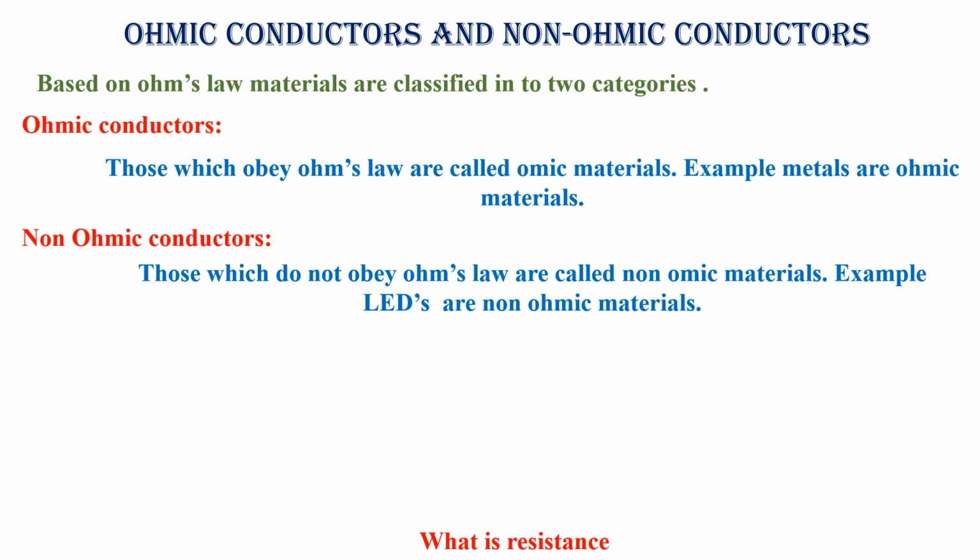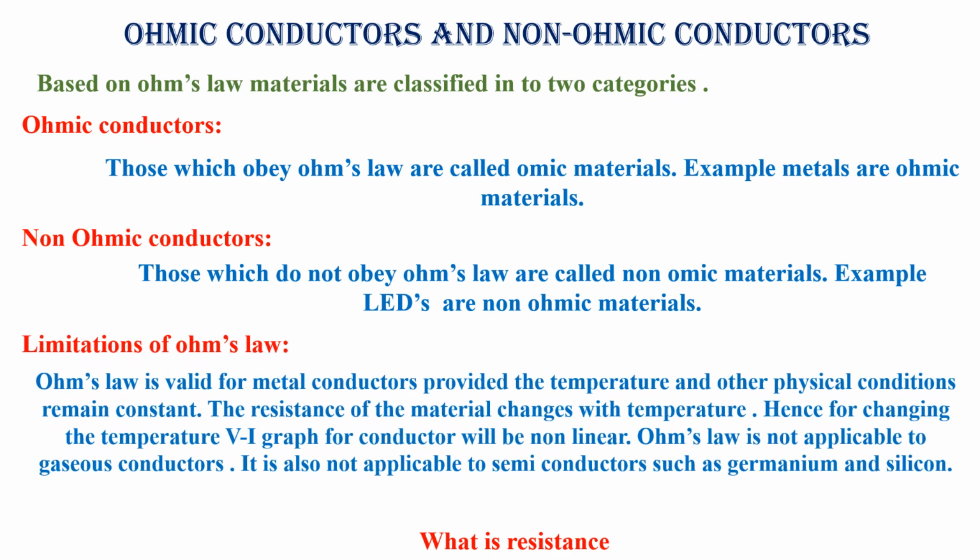LED, non-ohmic material. Okay. So, there are few limitations for Ohm's law. As I have told you, when you have done the test with magnet wire, the constant was constant because it was at a constant temperature, so the result was constant and the graph was in a straight line. But when we used LED, the result was not constant. So, ohmic conductors and non-ohmic conductors give two different results.